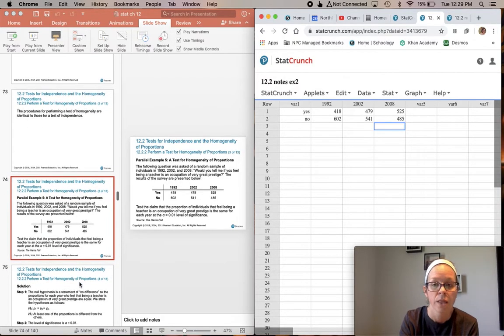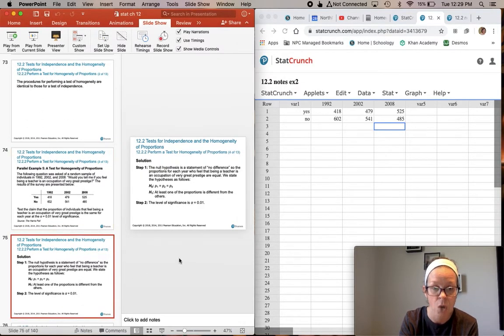Okay, so the process is the same as the last. So we're testing the claim that all of these proportions are the same. And our alternative is at least one of them is different. Something changed at some point.